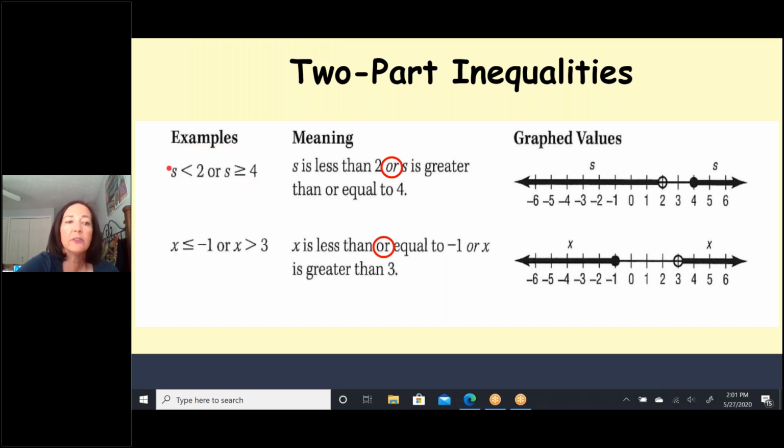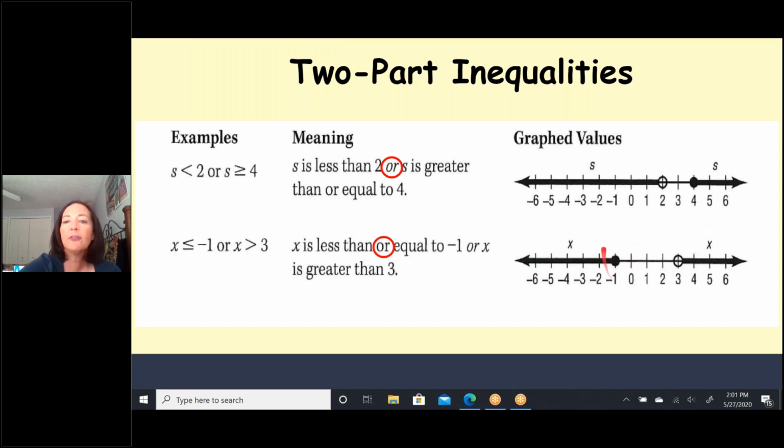You'll see that they'll give you that and say, now graph it. It's really just like doing two inequality problems like we've been graphing earlier in the lesson. So same thing here. Your solution set might be s is less than or equal to -1 or x is greater than 3.